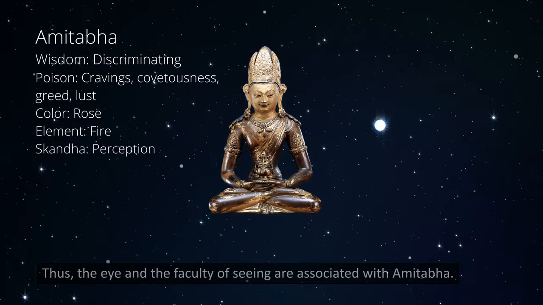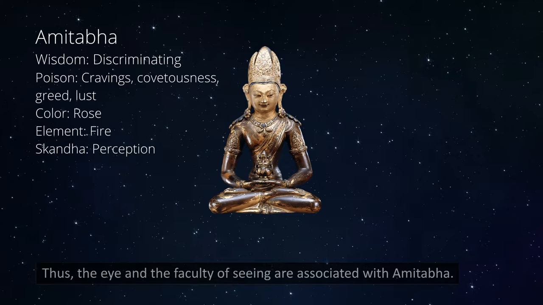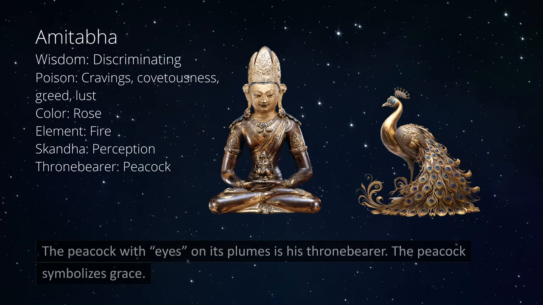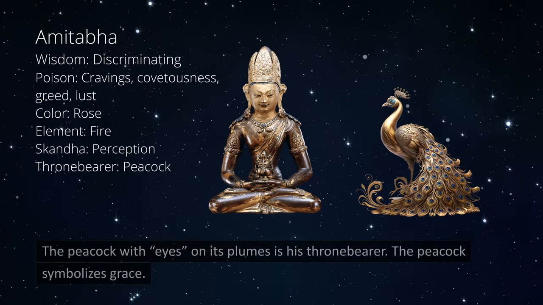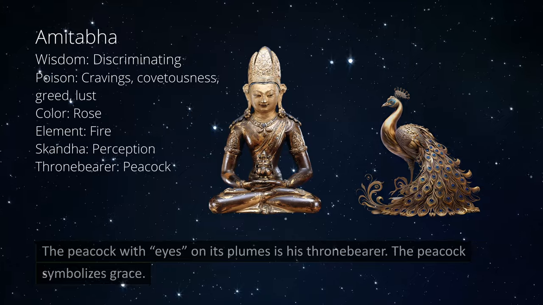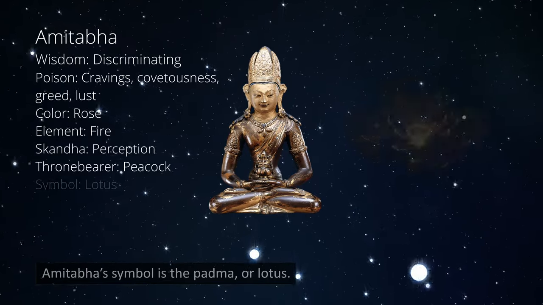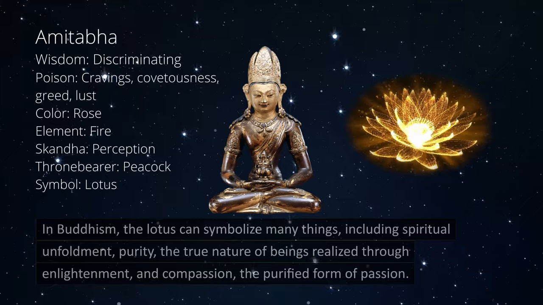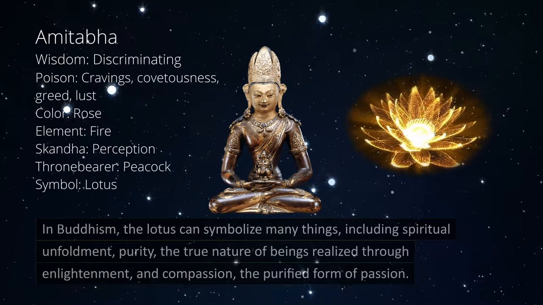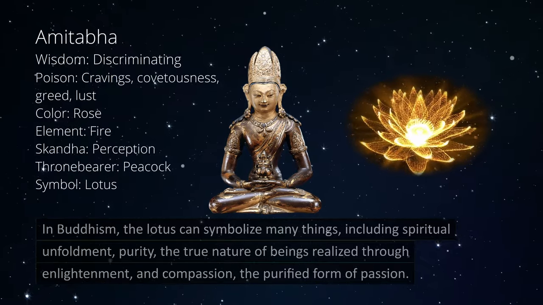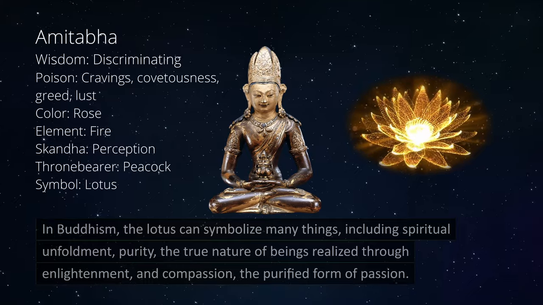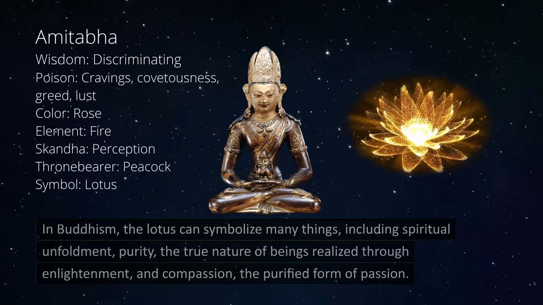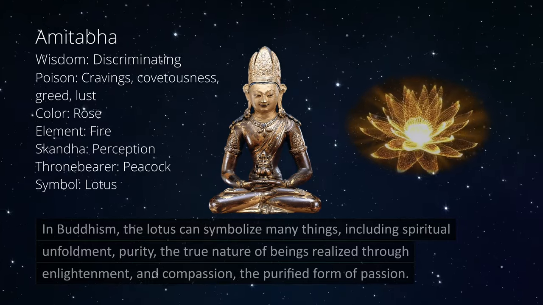Thus, the eye and the faculty of seeing are associated with Amitabha. The peacock with eyes on its plumes is his throne bearer. The peacock symbolizes grace. Amitabha's symbol is the Padma, or lotus. In Buddhism, the lotus can symbolize many things, including spiritual unfoldment, purity, the true nature of beings realized through enlightenment and compassion, the purified form of passion.